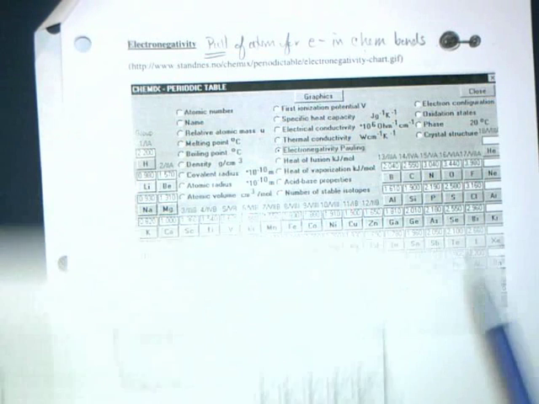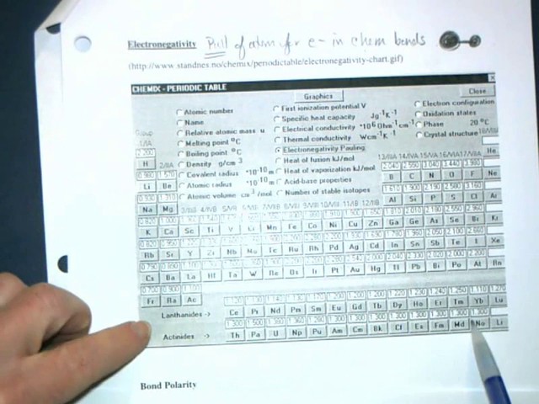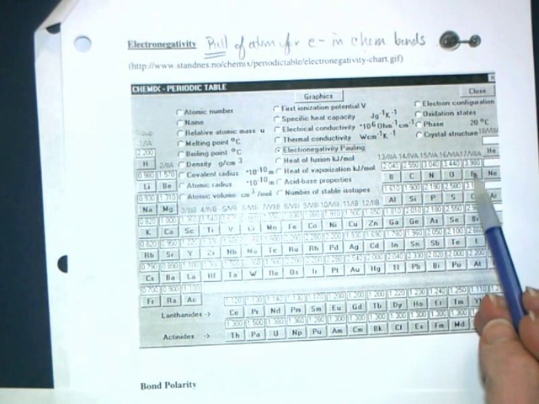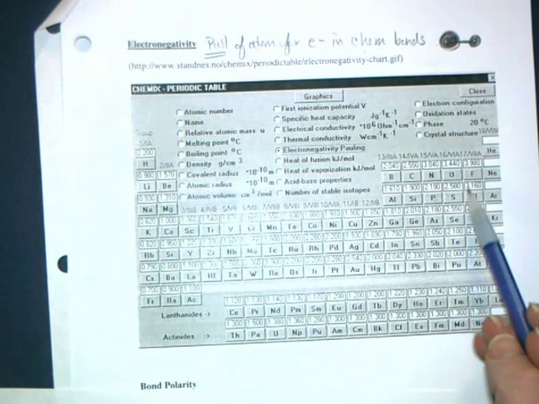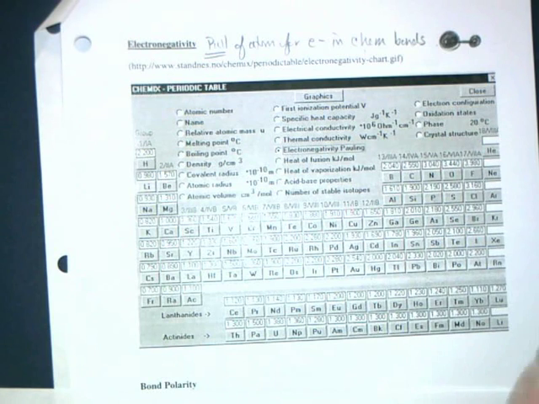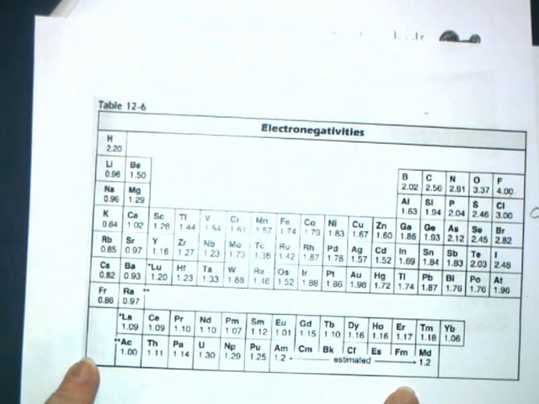Now, the table that I've placed in your packet, I know these are kind of relative. We're so used to seeing fluorine as 4, and this is 3.98, but it still teaches us what we need to see. So when I pull values from here, I'll actually round to the tenth. It's very nice. This table that I have, I was able to find them to the hundredth.